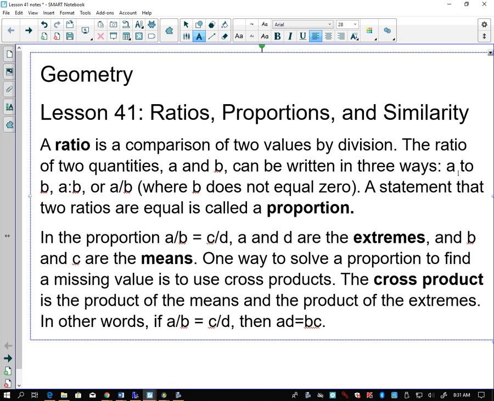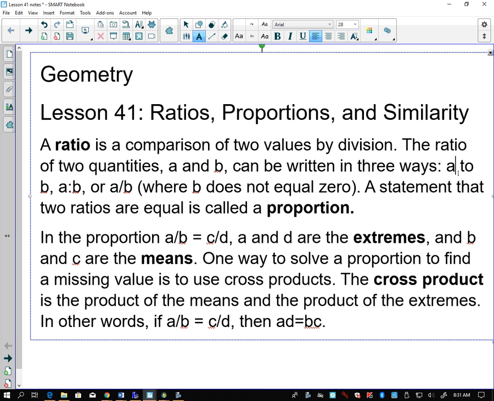A to B, A colon B, or A over B, where B does not equal 0. Why can B not equal 0? In a ratio given like this, why can B not be 0? It would make it undefined, because B is in what position in that fraction? The denominator position. I'm not allowed to have 0 in the denominator. So B can't be 0.